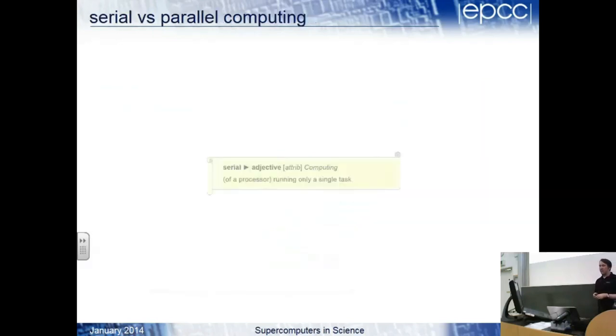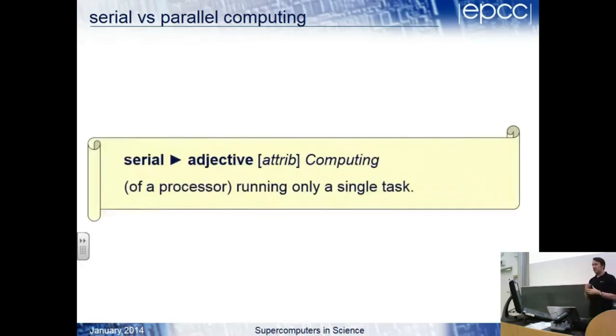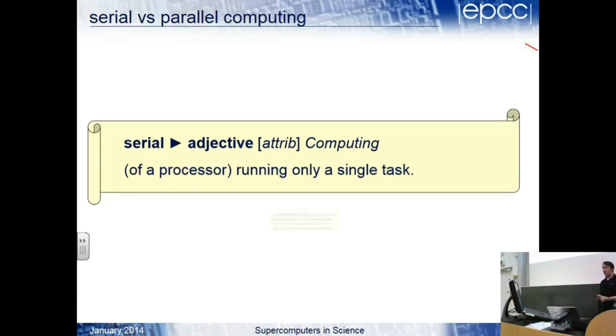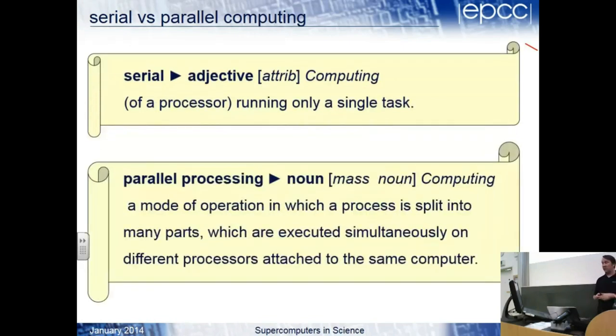So I've introduced this term serial. Serial is, this is a definition from the Oxford English Dictionary, as attributed to computing, of a process running on a single task. So basically, I wrote a program which was just a single task, and that can only be run on a single processor at once. What we do to make use of these multiple cores is we use parallel computing. Parallel computing or parallel processing, this is quite a nice definition, a mode of operation in which a process, okay, it's a slightly unfortunate term, but I'll call that a task, is split into many parts which are executed simultaneously on different processors attached to the same computer.